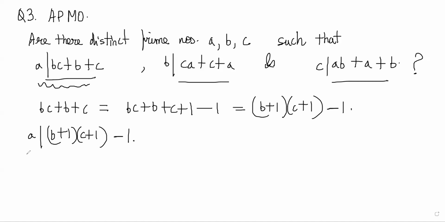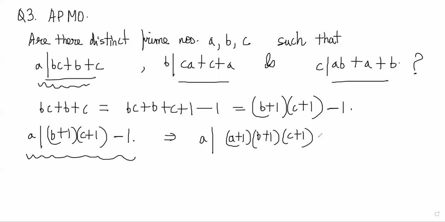Now this expression is still not perfectly symmetric. It would have been perfectly symmetric if I had a factor of A plus 1 here also, right? So what I will do is just multiply. Since A divides this, A will also divide (A plus 1)(B plus 1)(C plus 1) minus (A plus 1). We have just taken A plus 1 and multiplied it on the right hand side. Obviously, if A divides this, it will divide a product of this with A plus 1, right? So this is a correct statement.